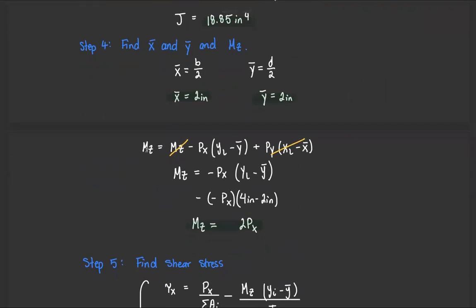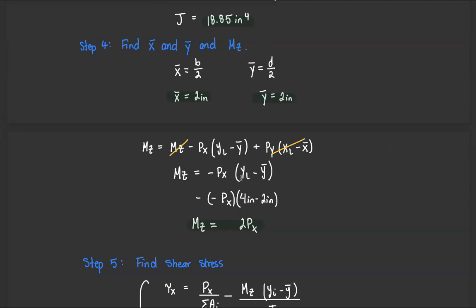Moving on to finding the moment produced by that force at the centroid, we're going to see that the equation is given by Mc equals Mz minus Px (y load minus y bar) plus Py (x load minus x bar). So here we do not have a moment in the z direction initially, so that can be crossed out. And there is no Py, so that can be crossed out as well. So here we have minus Px (y load minus y bar). Remember, always carry your signs too.